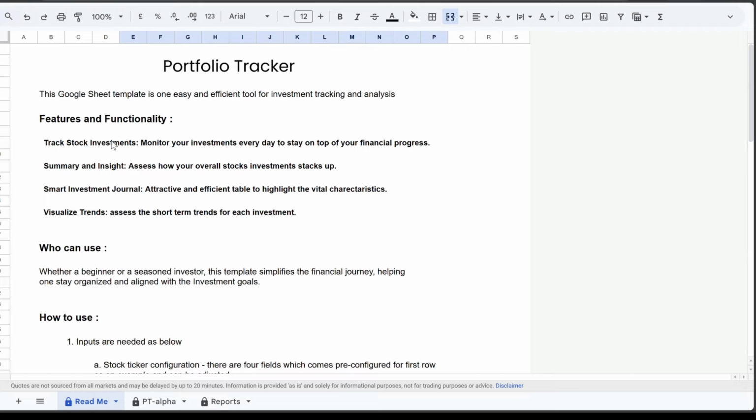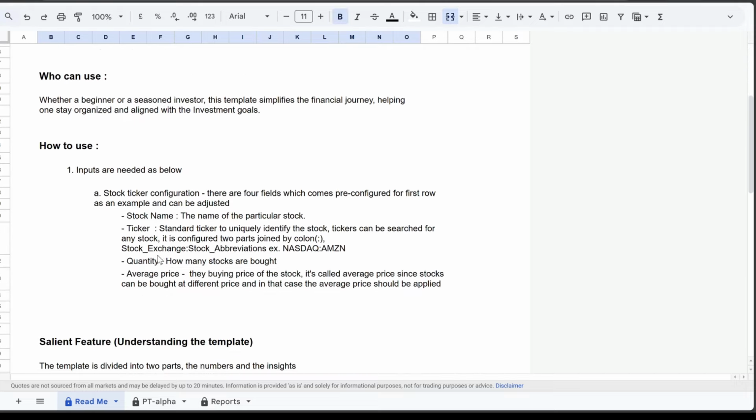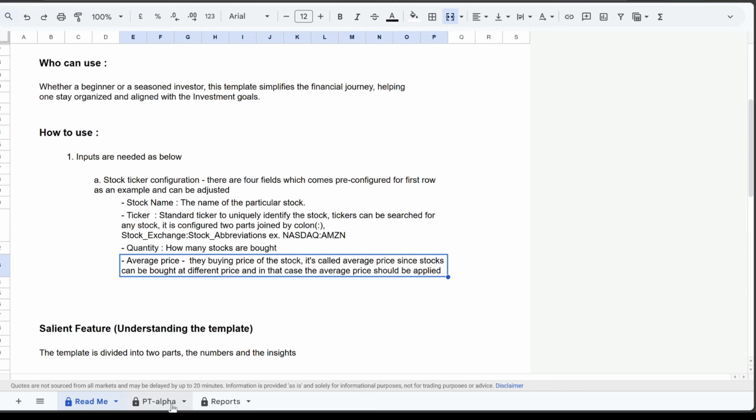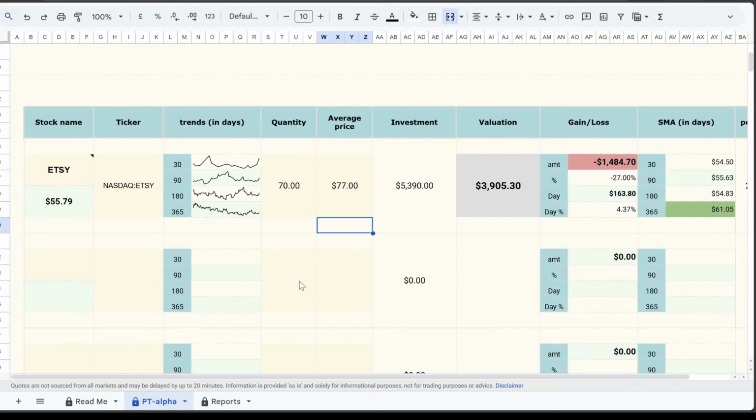Portfolio Tracker Silver Edition. You can go through the README. We will move to the input description. There are 4 inputs: name, ticker, quantity, and average price of the stock. To check where these inputs need to be filled, let's move to the Tracker Alpha sheet.